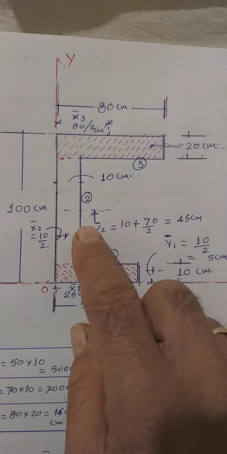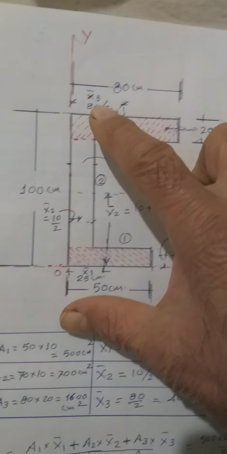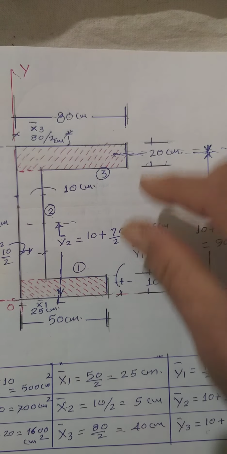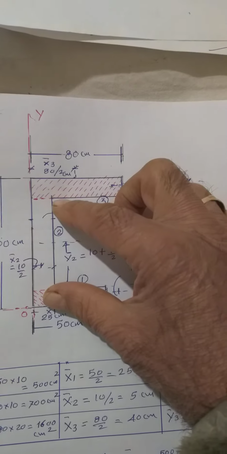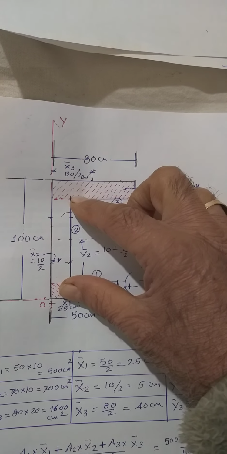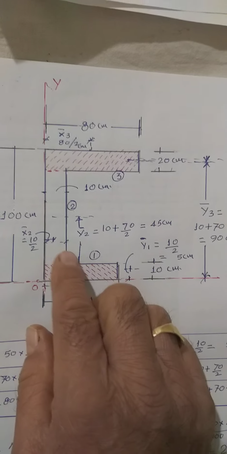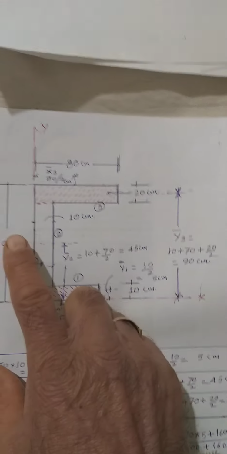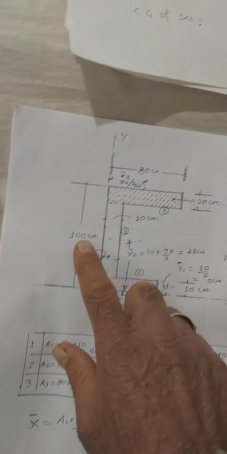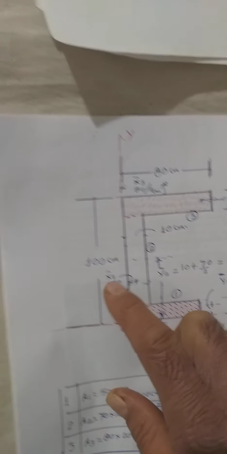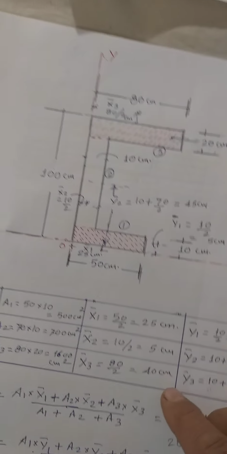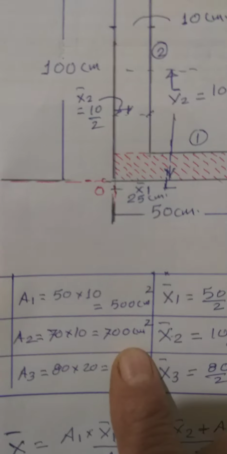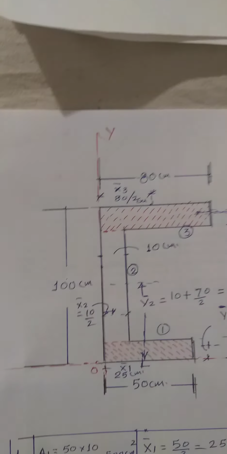When I am talking about figure number 2, the total distance is already given as 100. Out of this, 10 mm and this 20 mm is deducted. So this distance comes out to be 70 mm. Then 70 into this distance will give the total area. This is again given as 10. So 70 into 10, that is 700 centimeter square, will give the area A2. Just see A2, 70 into 10, that is 700 centimeter square.